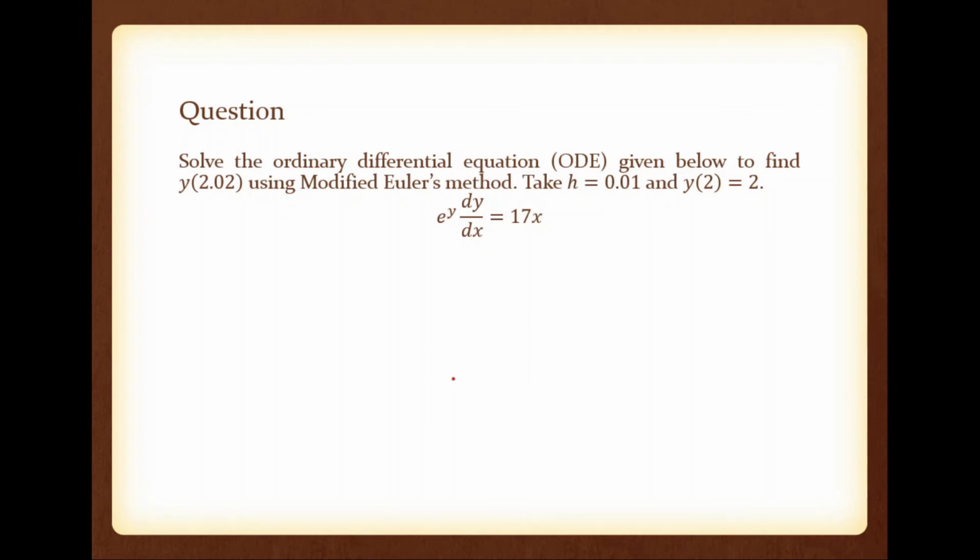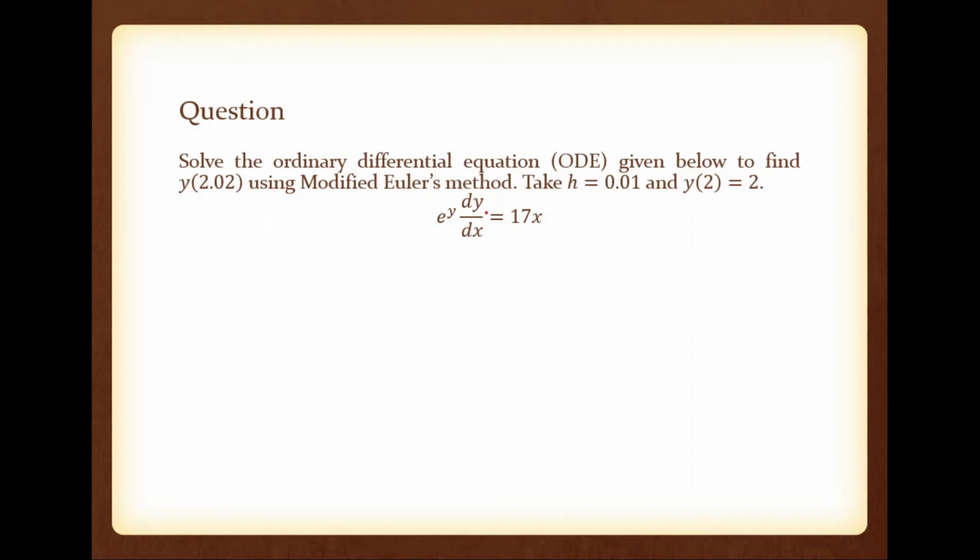So now we are discussing the fifth assignment question. The question is: solve the ordinary differential equation, that is ODE, given below to find y of 2.02 using modified Euler's method. Take h equal to 0.01 and y of 2 equal to 2, where the ordinary differential equation is e raised to y dy by dx equal to 17x. Okay, so this is given.